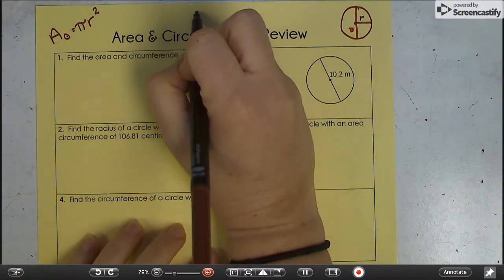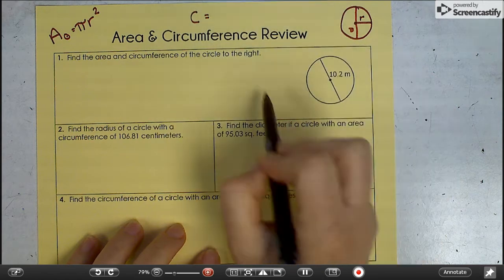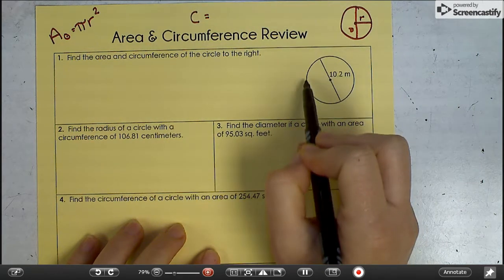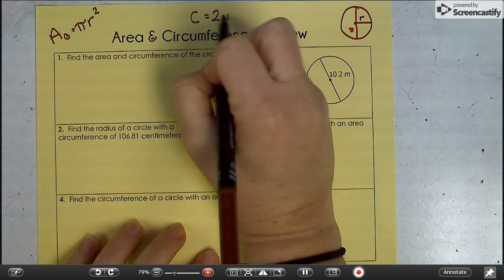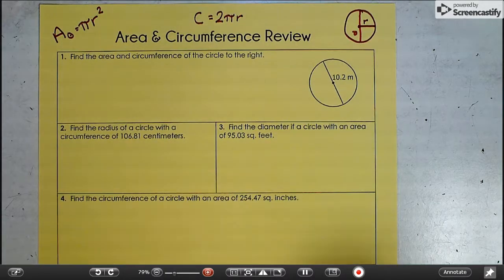Where circumference is the distance around the circle. So, kind of like the crust of the circle, that's circumference. Circumference is 2 times pi times r, the radius.